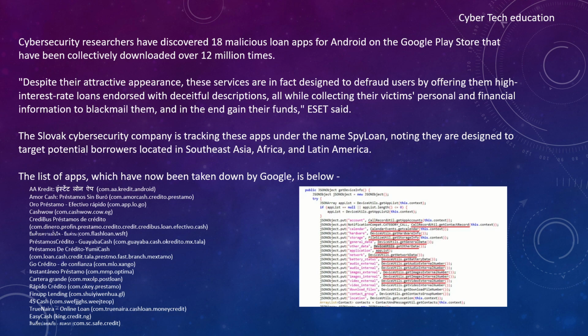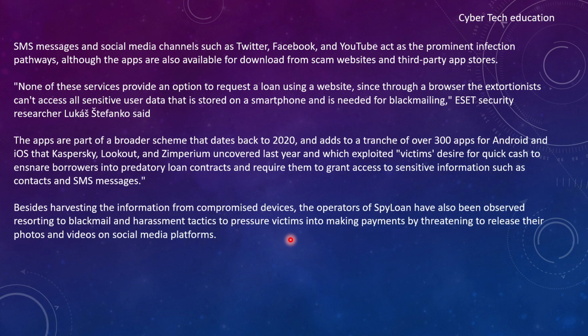These are the list of apps that were available in Google Play Store. Just make sure that you are downloading reputable loan apps. This is the basic command. Look at what information is being asked, and what targets and scores are implemented in those JSON files. As per that, SMS messaging and social media channels such as Twitter or Facebook, and also YouTube, act as a prominent infection pathway.